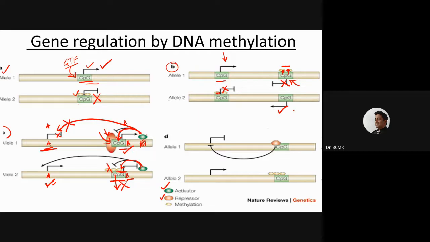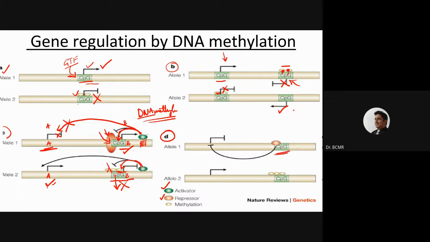Okay, so in all these three, what we have discussed is DNA methylation causing gene repression, but that's not always the case. If you look at gene D, you have to pay attention to where is the CpG island.